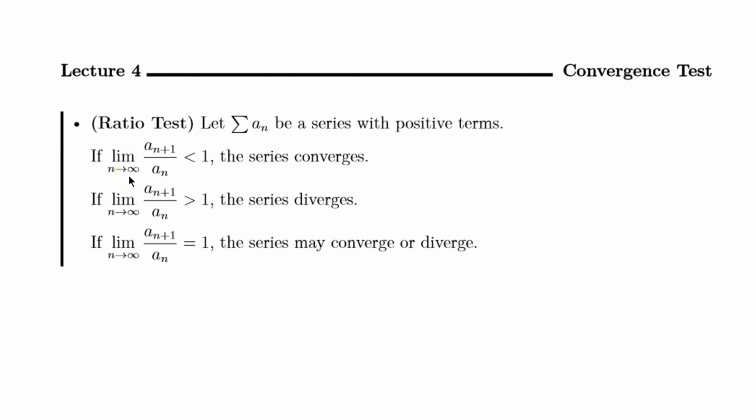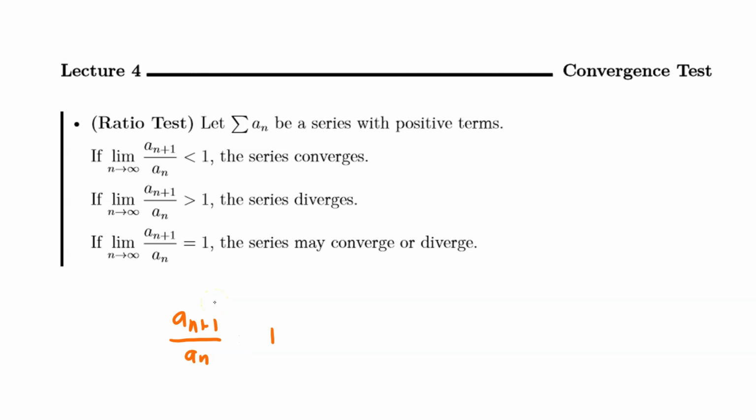The next test that we are going to talk about is called the ratio test, and the way it works is that if I have a series where the terms are positive, then I can look at the ratio a_{n+1} over a_n. So I'm going to look at the ratio between consecutive terms in my series. Now you can imagine if this is less than 1, that means a_{n+1} is going to be smaller than a_n. So the terms that I'm adding to my series are going to get smaller and smaller.